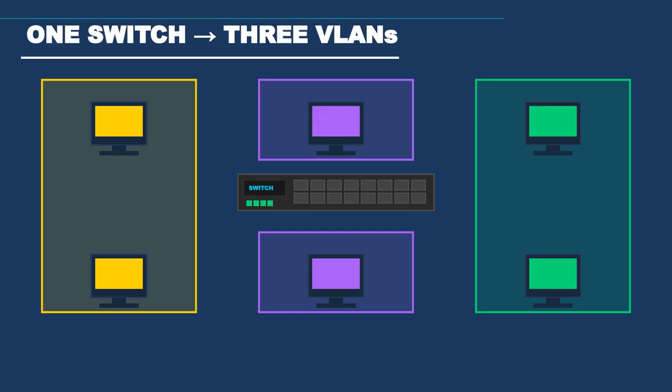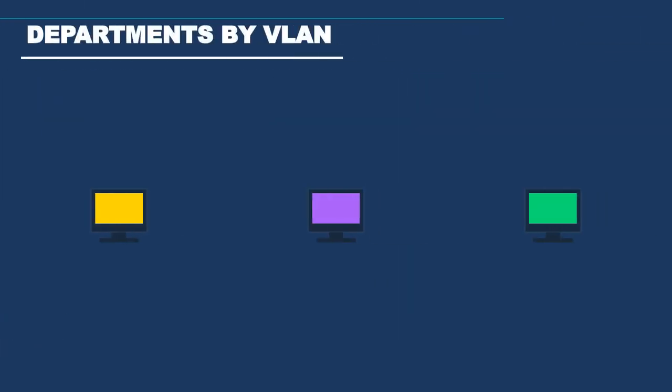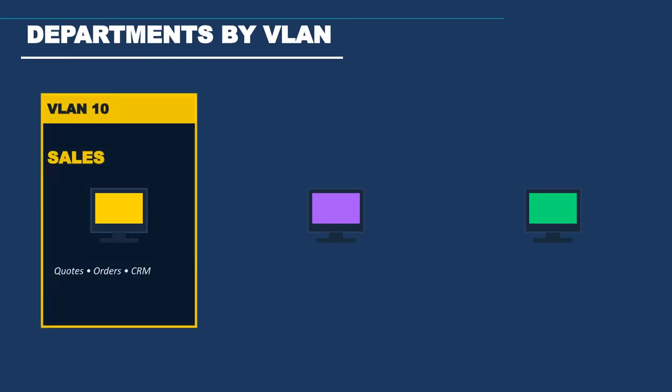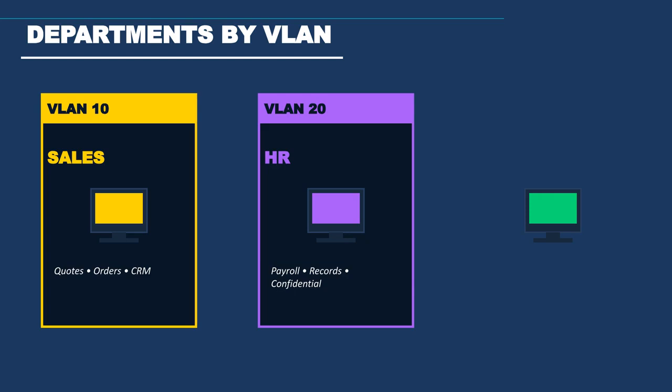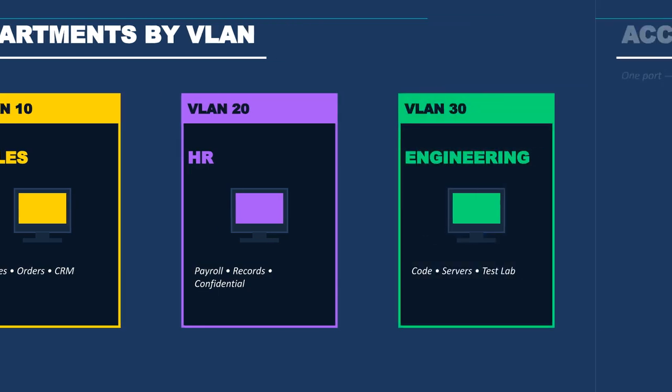With a VLAN setup, one physical switch can be divided into 3 separate, isolated virtual networks, such as VLAN 10, VLAN 20, and VLAN 30, all on the same physical hardware. Each VLAN can be assigned to a specific department and its resources. For example, VLAN 10 for sales, VLAN 20 for HR, and VLAN 30 for engineering.